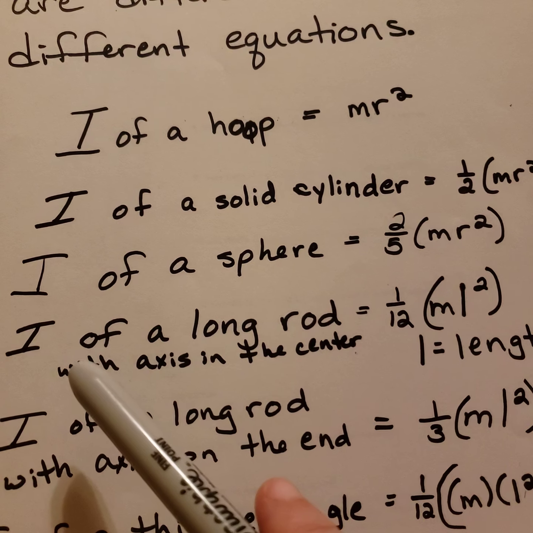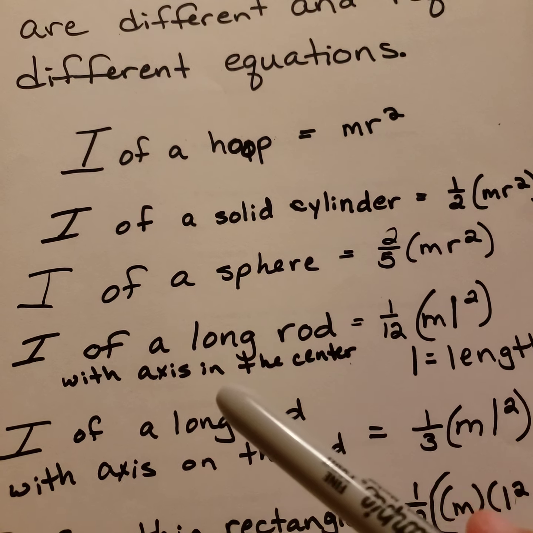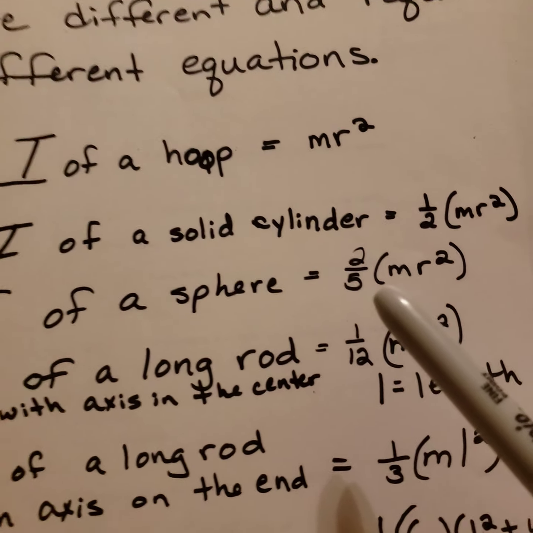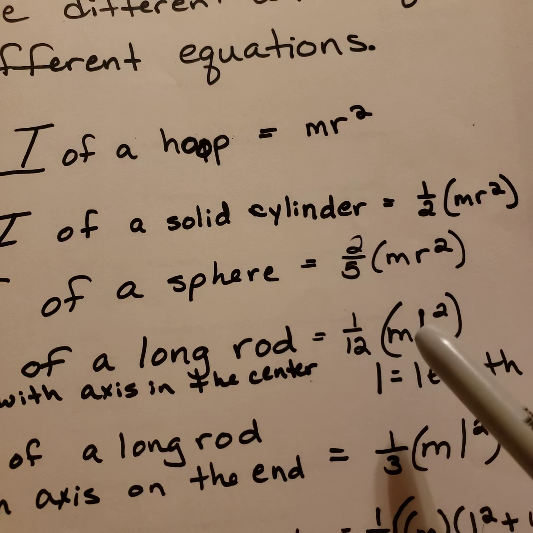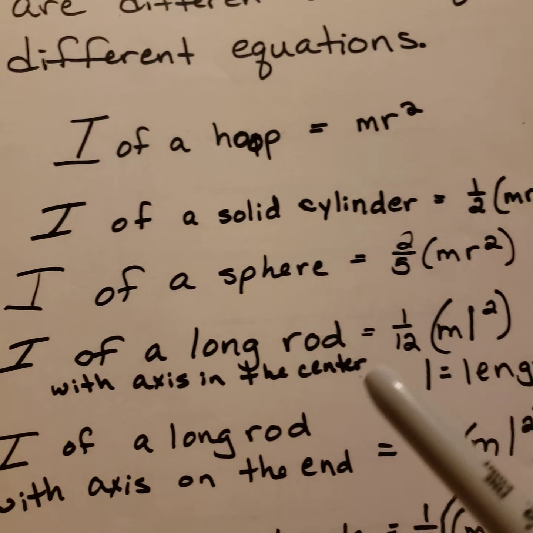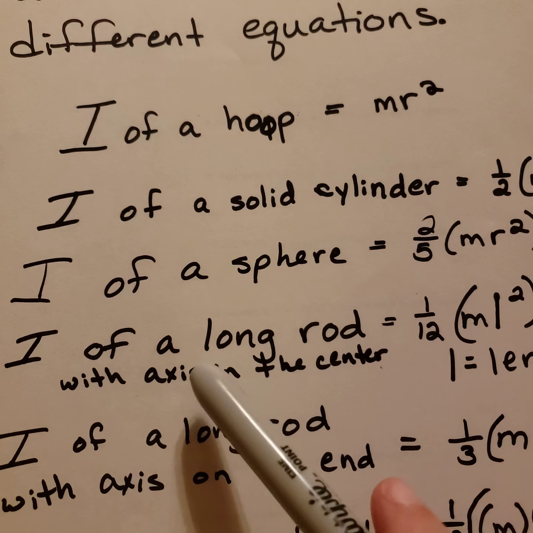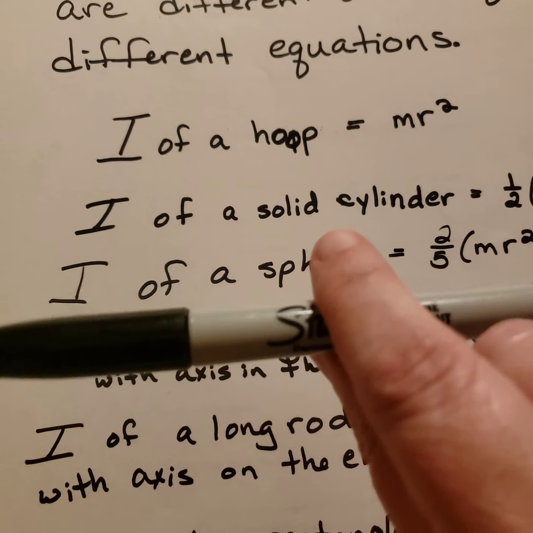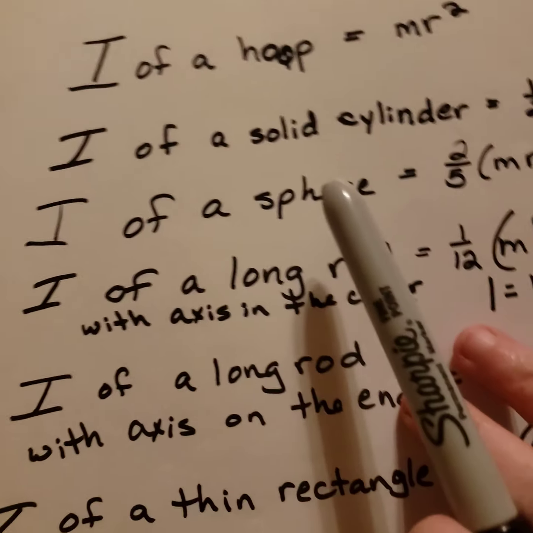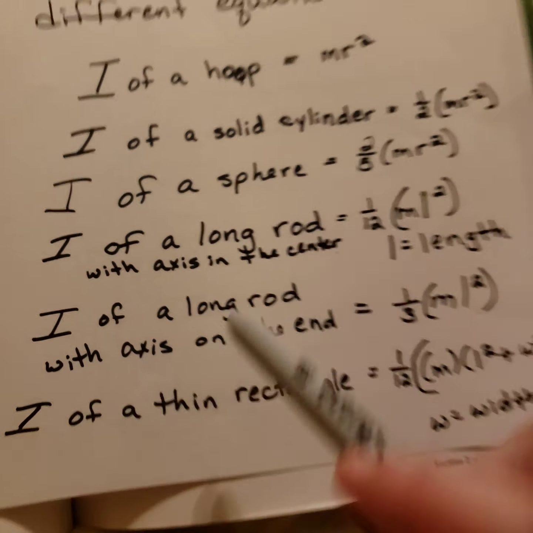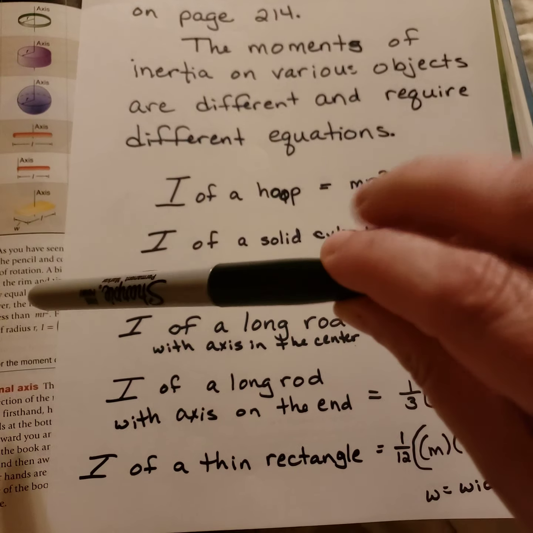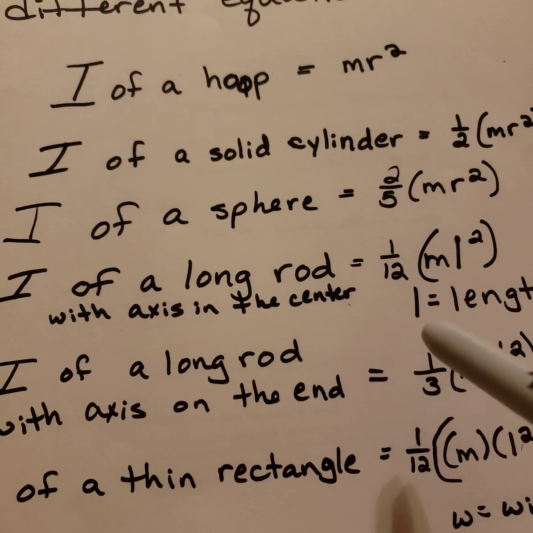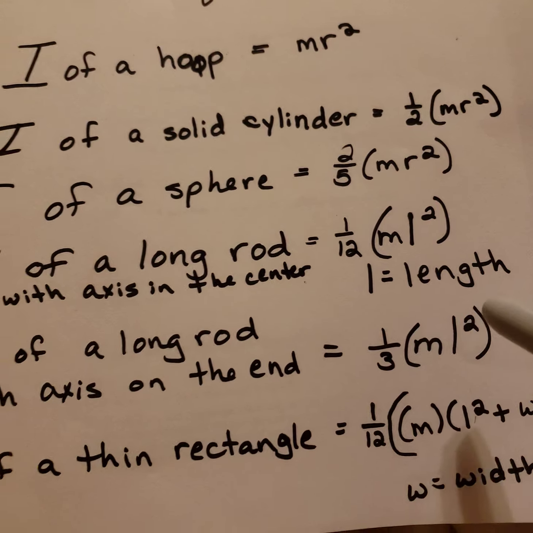What about the moment of inertia of a long rod, kind of like a baton without the ends on it? That would be 1/12 ml squared, where L is length, but that's only if we're talking about the center of the baton, like if the axis is right there at the center. Well, what about a long rod with the axis on the end? Then we're talking 1/3 ml squared.